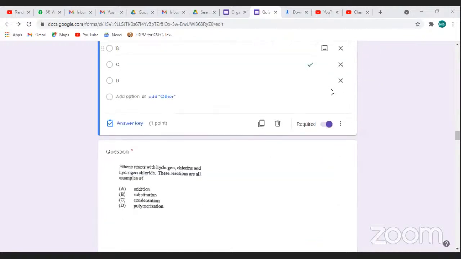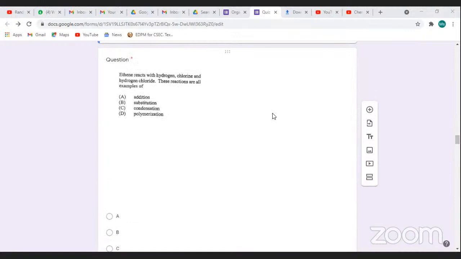All right, next one. I think this is the last couple, and then I will send it to you to do by yourself. Ethene reacts with hydrogen, chlorine, and hydrogen chloride. These are all examples of which type of reaction: addition, substitution, condensation, or polymerization? Addition. Most definitely addition. A.